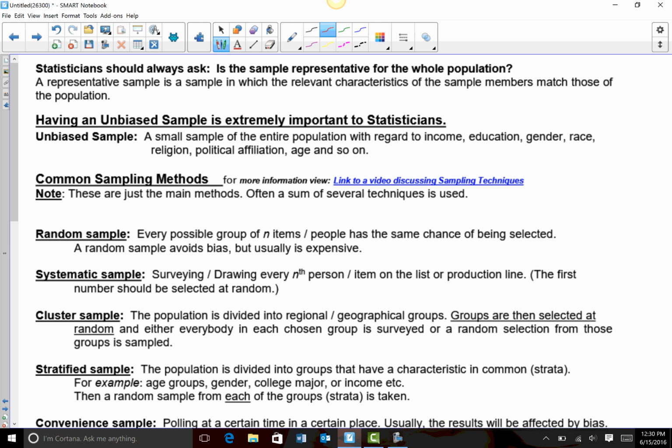The list goes on. There are common sampling techniques. I encourage you to maybe also watch the video link that I have here. It's just a short YouTube video, but it kind of reiterates some of the techniques that I'm about to talk about.